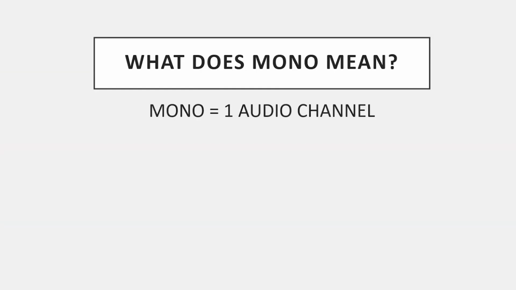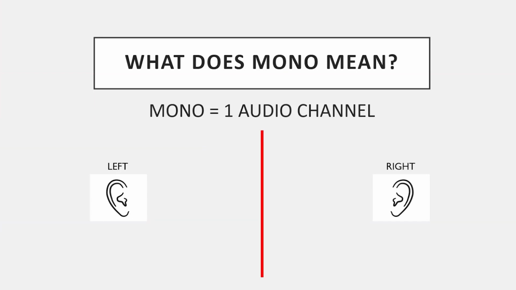Mono simply means one audio channel. So every human's got ears. We've got a left ear and a right ear. Now, if there's one audio channel, where do you think this audio channel will go? It will go directly in the middle, in between your left and right ear. Imagine just one audio channel down the middle, in between your left and right ear, so both your left and right ear can hear it. All mono is putting all the audio sounds into one channel.